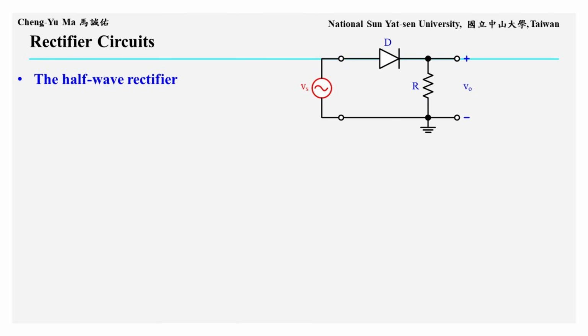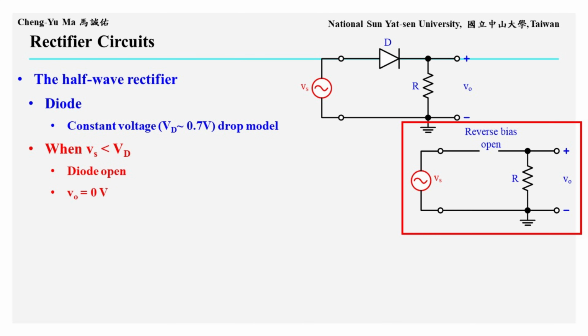First, we introduce the half-wave rectifier. As shown on the right, it consists of a diode D in series with a resistor R, and the voltage across R is taken as the output voltage. For the diode, we can use the constant voltage drop model to perform an approximate analysis. In this model, if the diode is reverse biased, or even if it is forward biased but the applied voltage is still below about 0.7 volts, called VD, there is no conduction current. Therefore, the diode is modeled as an open circuit, as shown on the right. The output voltage VO is 0.